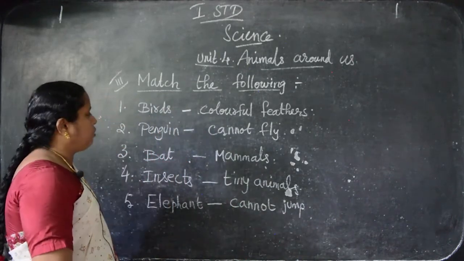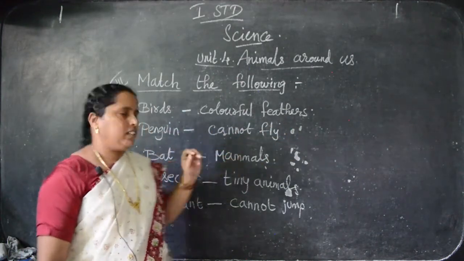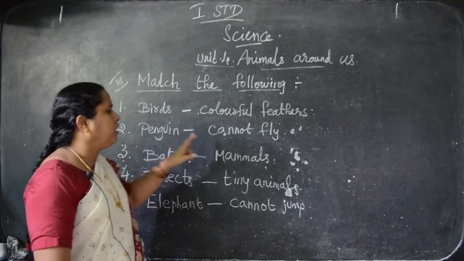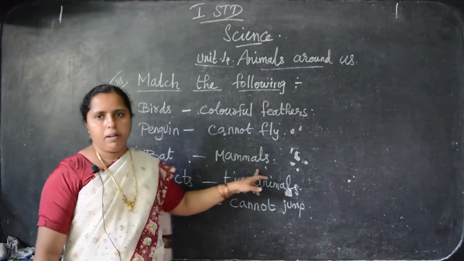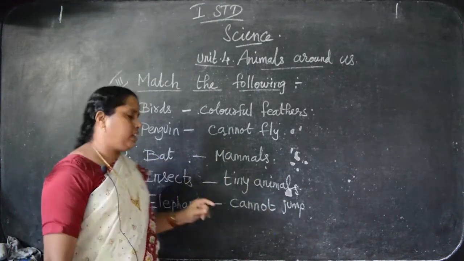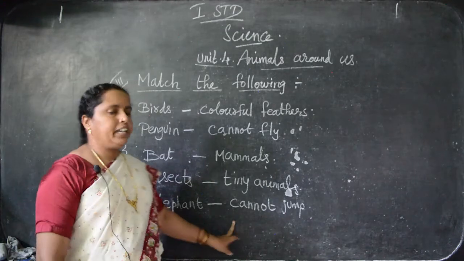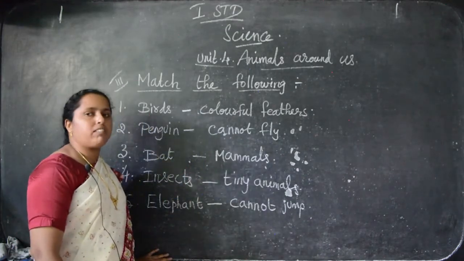So this is the match the following. Birds, colorful feathers. Penguin, cannot fly. Bat, mammal. Insects, tiny animals. Elephant, cannot jump. Okay, match the following. Five, match the following.